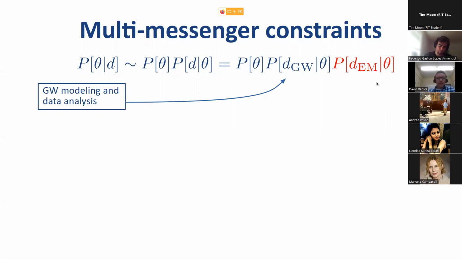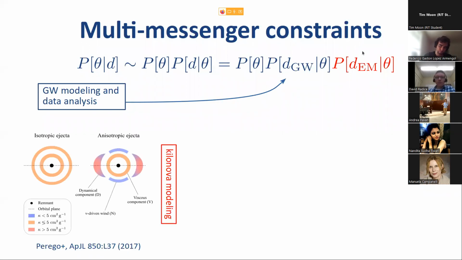And here things are a little bit more complicated, because if we look, for example, at the kilonova, the light curve of the kilonova depends most directly on the properties of the ejecta from the neutron star merger. So how much material was ejected, in which direction, with which composition, with which velocity. This is what determines the electromagnetic counterpart.